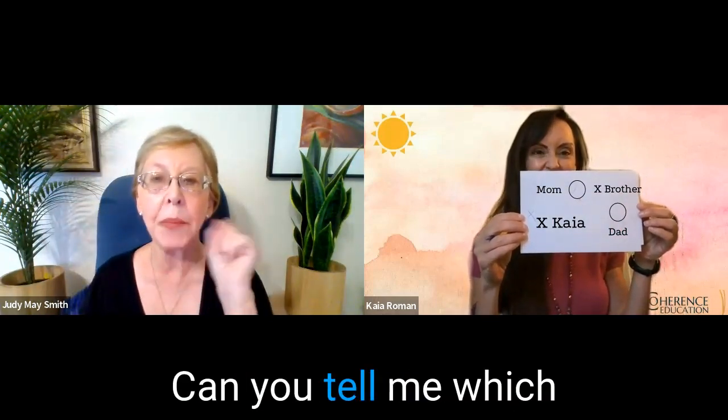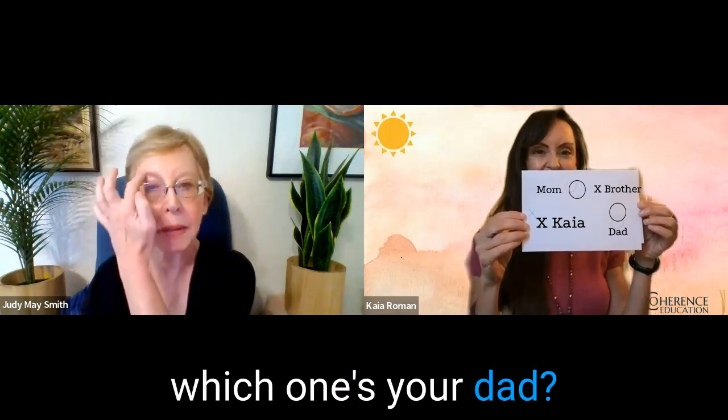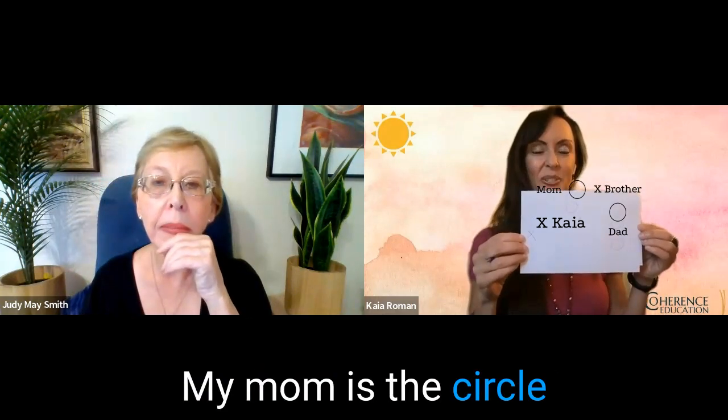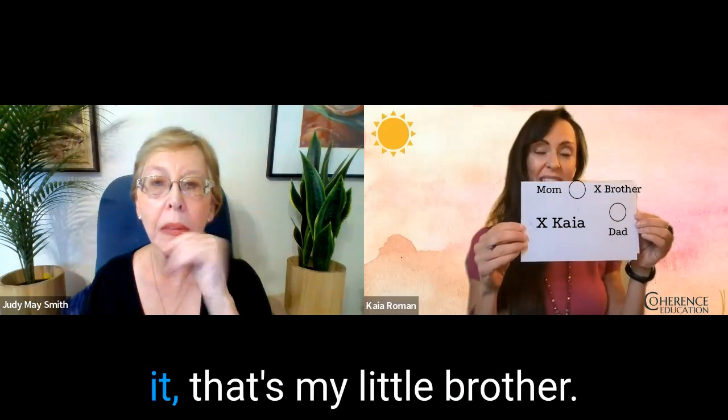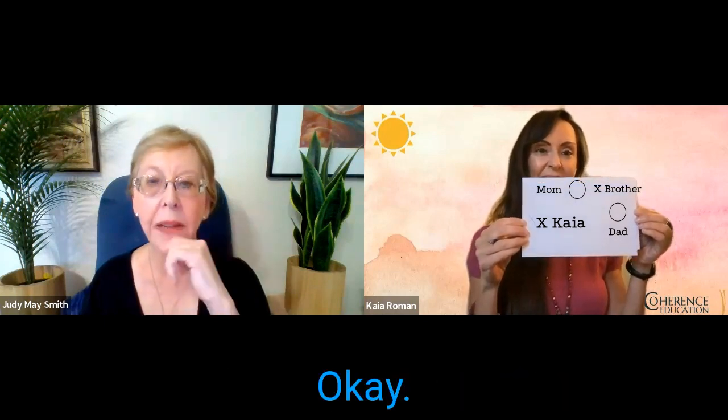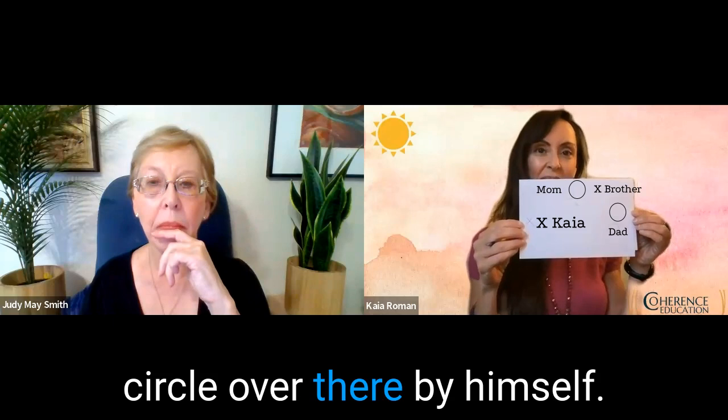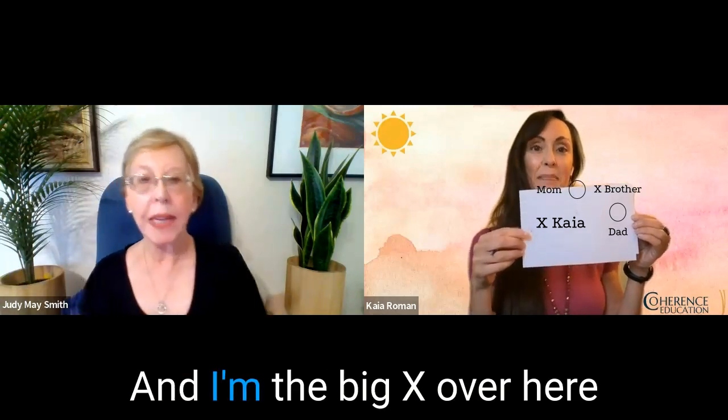Okay. Can you tell me which one's your mom and which one's your dad? My mom is the circle with the little X next to it. That's my little brother. Okay. And then my dad is the circle over there by himself, and I'm the big X over here pretty much by myself as well.